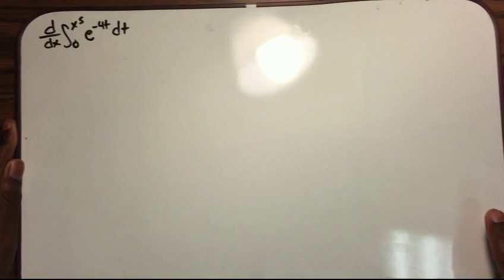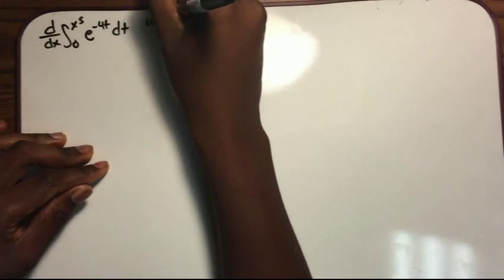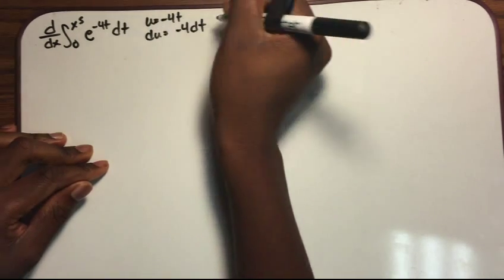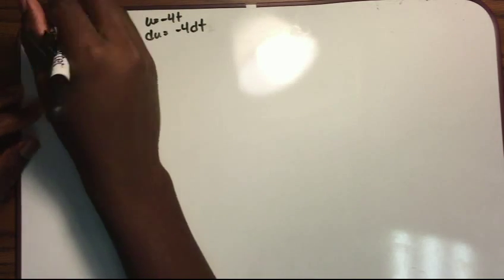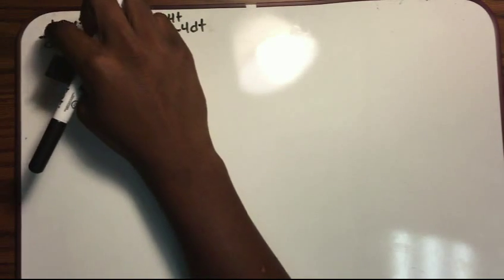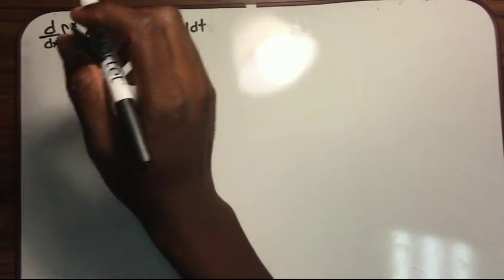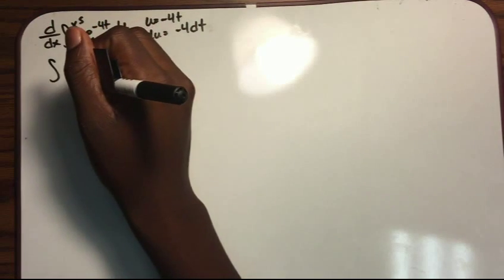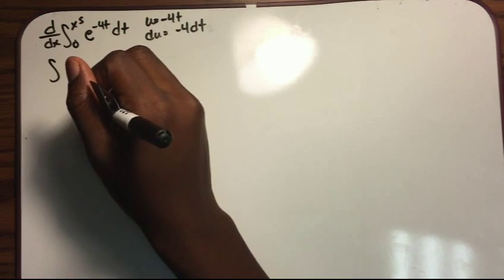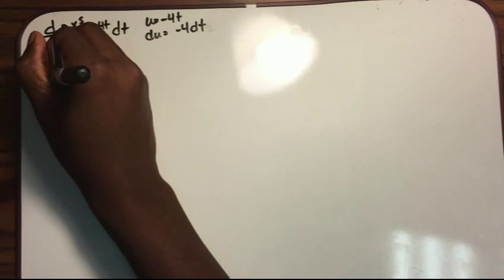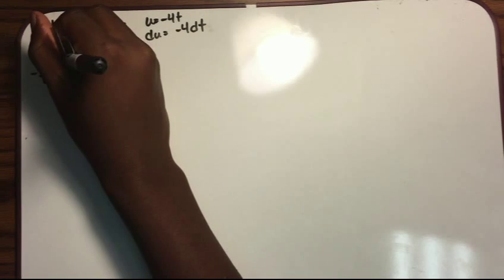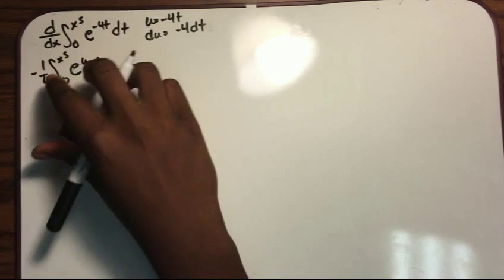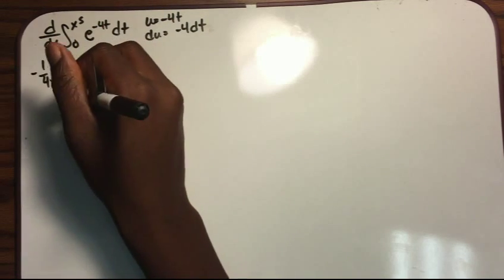Let me erase this. Let's say that u is equal to negative 4t, so du is negative 4 dt. Once you do a substitution, I want to remove this mark for now because we're first going to take the integral and then take the derivative. So as we move on, it'll be negative 1/4 from 0 to x to the 5th of e to the u du.